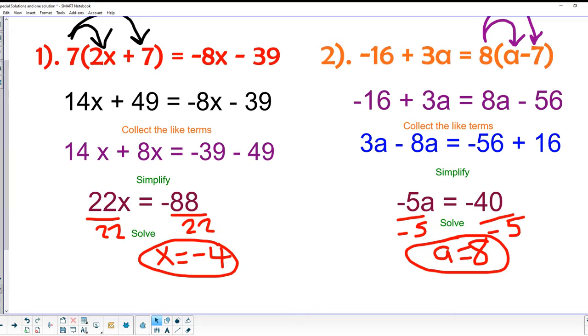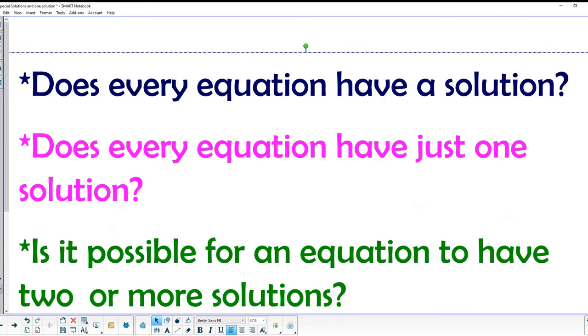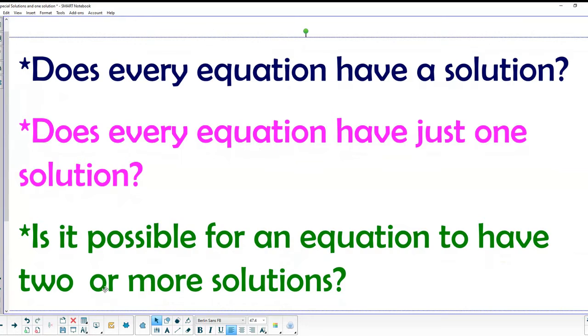So hopefully we're getting a good grasp on how to do these kinds of problems. Now, as we begin today's lesson, I want to ask you these questions. Does every equation have a solution? Does every equation have just one solution? Is it possible for an equation to have two or more solutions? And we'll answer those questions as we move forward today.